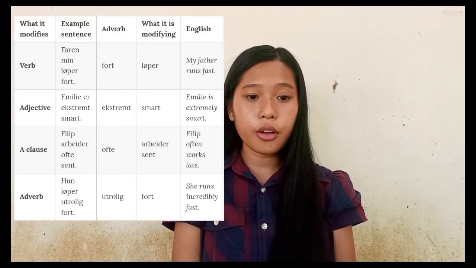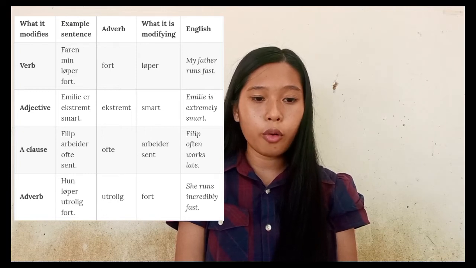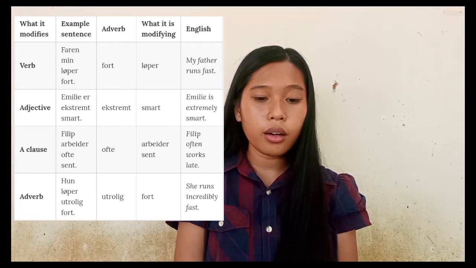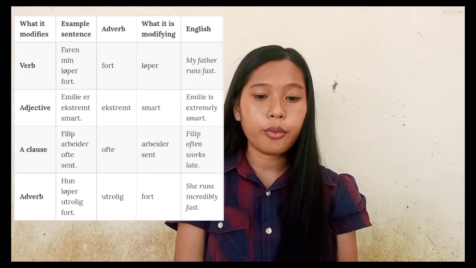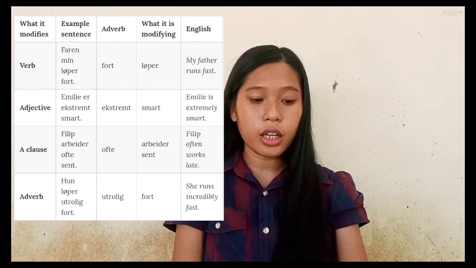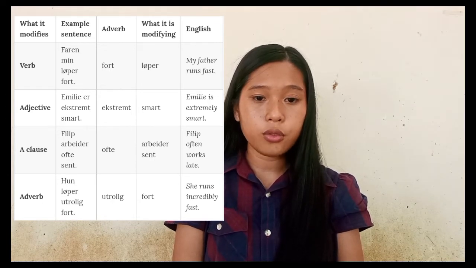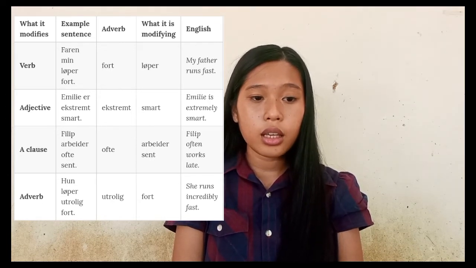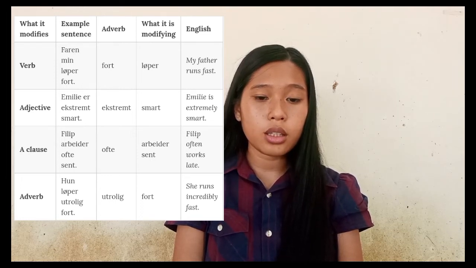It modifies a verb, just like in the sentence "Faren min løper fort", which means my dad runs fast. The verb there is "løper", that means run, and the adverb that modifies it is "fort", that means fast in English. It also modifies an adjective, just like in the sentence "Emily er ekstremt smart", which means Emily is extremely smart.